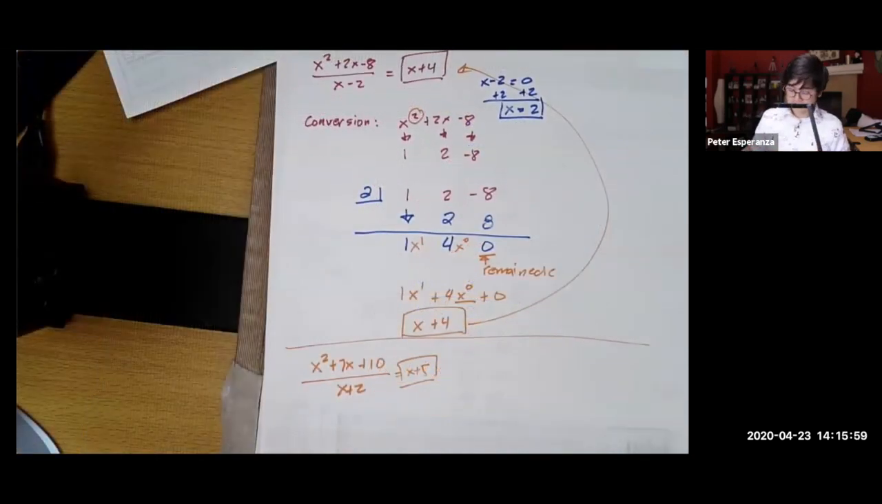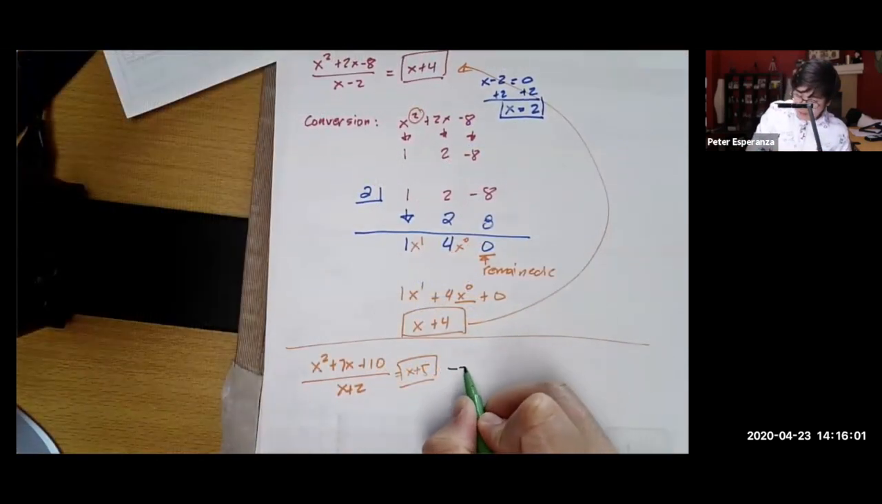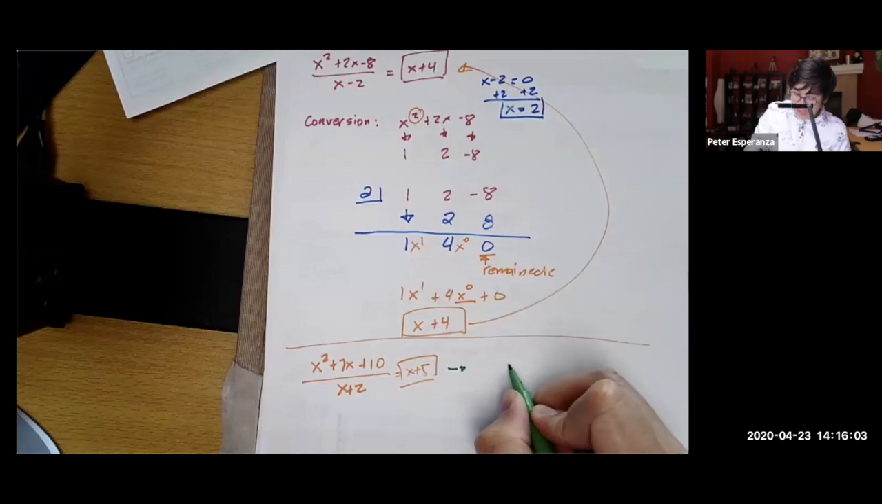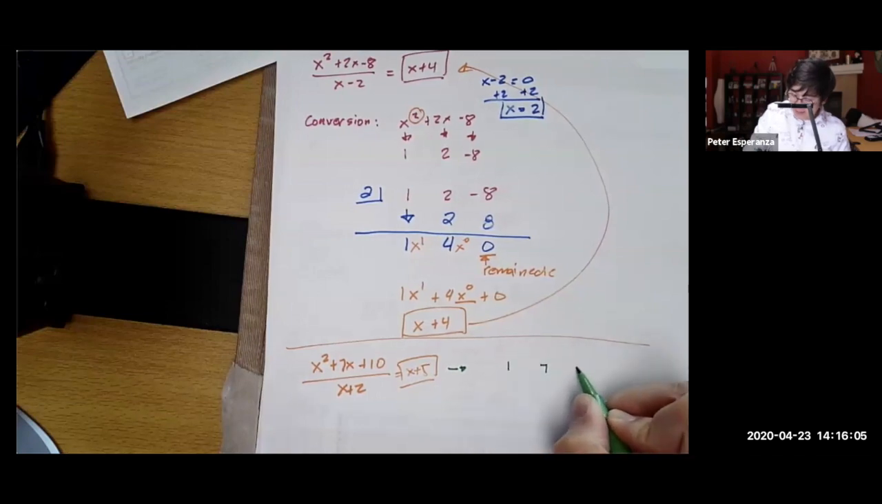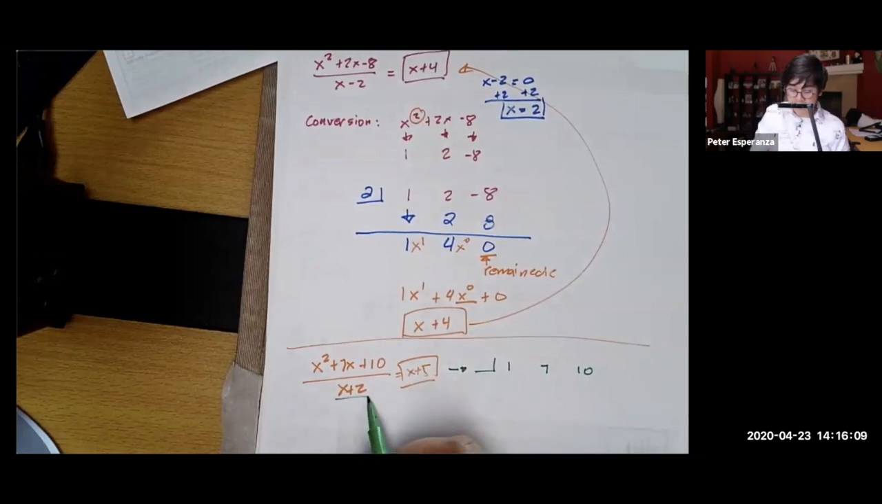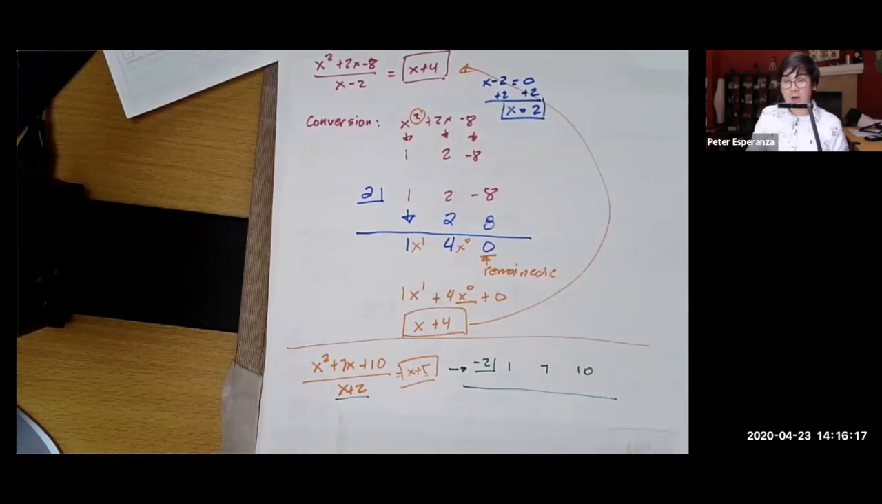Let's answer this. Step 1, conversion. We have 1, 7, and 10. And then our divisor, x plus 2. So x plus 2 equal to 0, x is equal to -2. And this is our matrix: -2, 1, 7, 10. And then we proceed to our synthetic division.